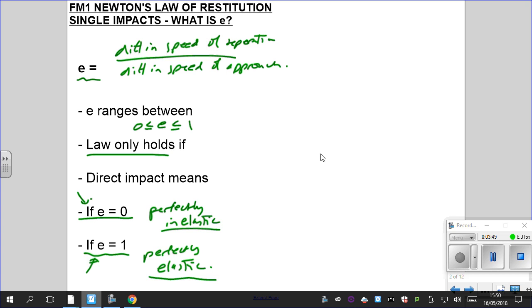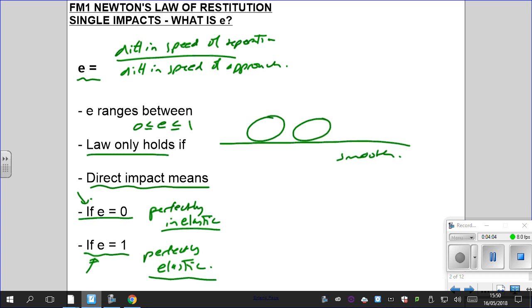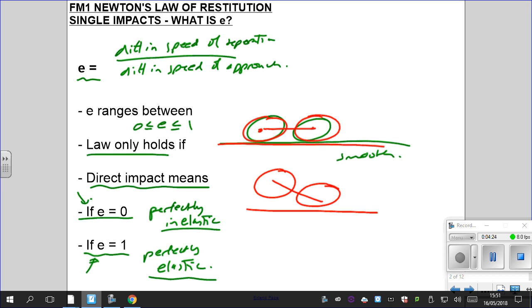Now, the law only holds if we're talking about two balls on a smooth surface. It has to be smooth. You won't have any problems when there's friction involved. The law also holds only when there's direct impact. So if we're talking about a smooth surface, those two balls have to be the same size, but not necessarily the same density, i.e., the centres of those are in line with each other. Because if they weren't in line with each other, let's say one of them was bouncing.